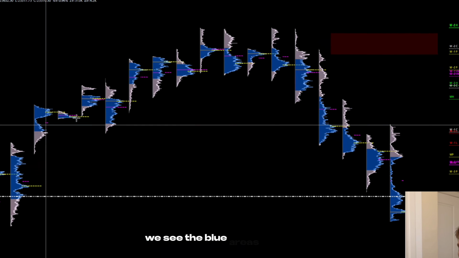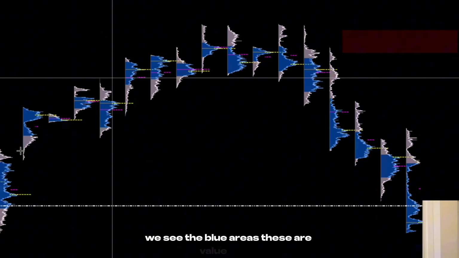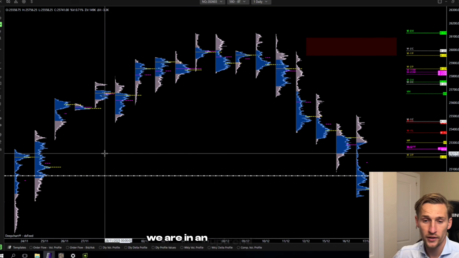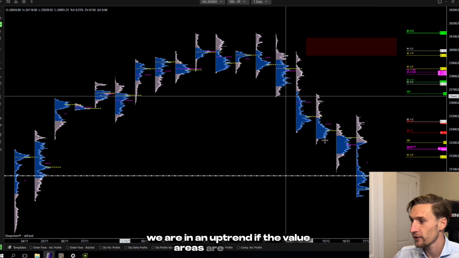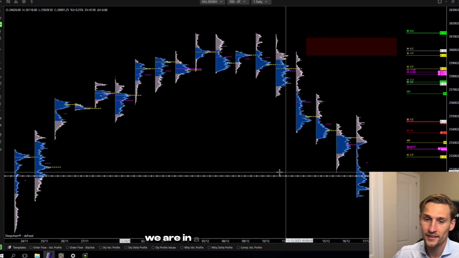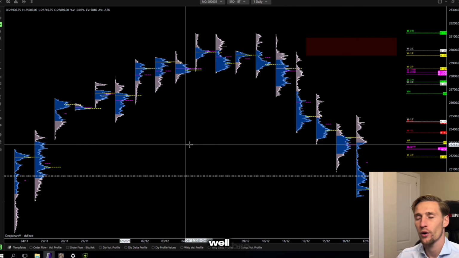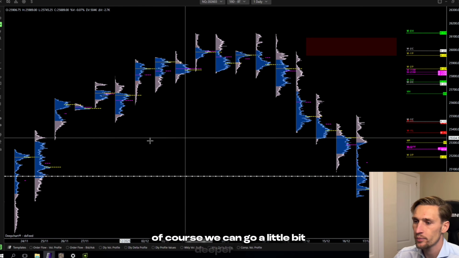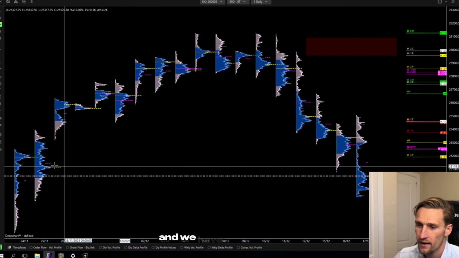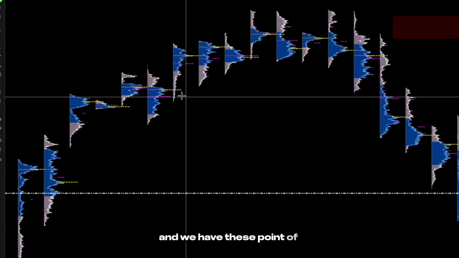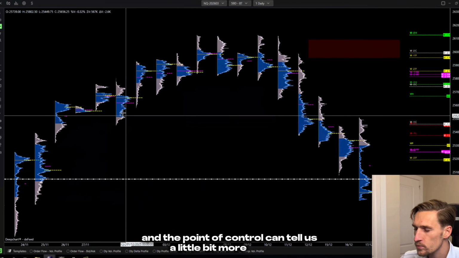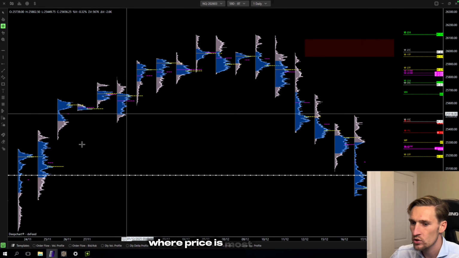We see the blue areas. These are value areas. If the value areas are moving up, we are in an uptrend. If the value areas are going down, we are in a downtrend. And now here you're saying, well, bro, that is way too easy. Well, of course, we can go a little bit deeper into it, and we have these points of control. And the point of control can tell us a little bit more specifically where price is most likely going.